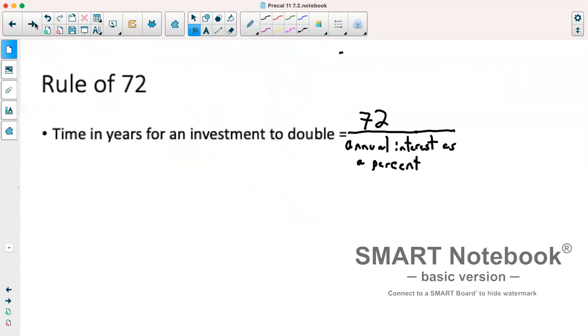Okay, so the other thing we will go over today is what's known as the rule of 72, which is that the time in years for an investment to double is given roughly by this formula, where we have 72 divided by our annual interest rate as a percentage. So we don't need to convert it to a decimal. We just take 72 and divide it by our interest rate as a percent.